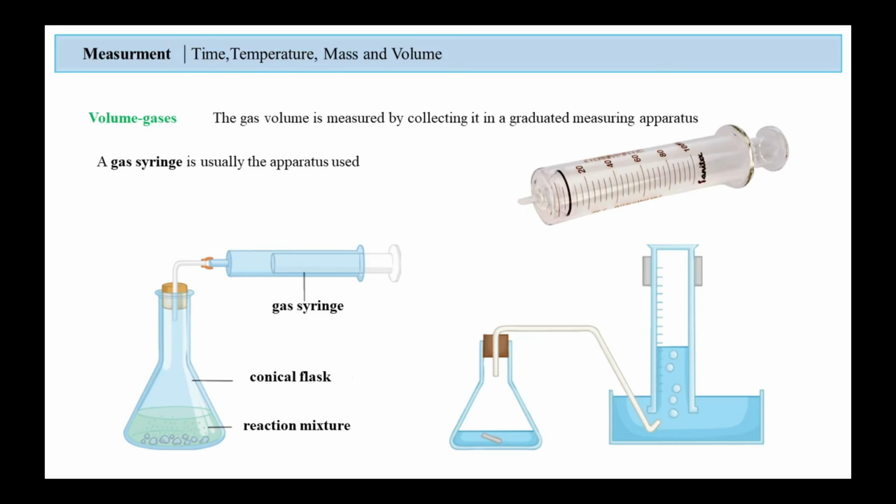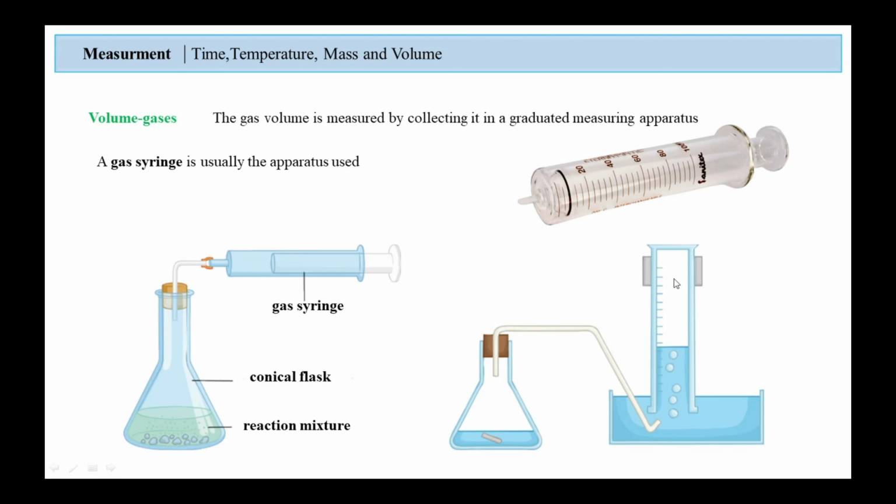Now, for the measurement of the volume of gases generated during a chemical reaction, we will be using graduated measuring apparatus, such as a gas syringe, as you can see. It's a syringe made from glass, which will be connected to the conical flask, and it will allow us to collect the gas generated during this reaction.